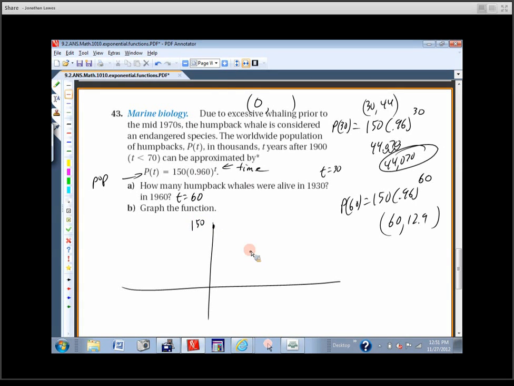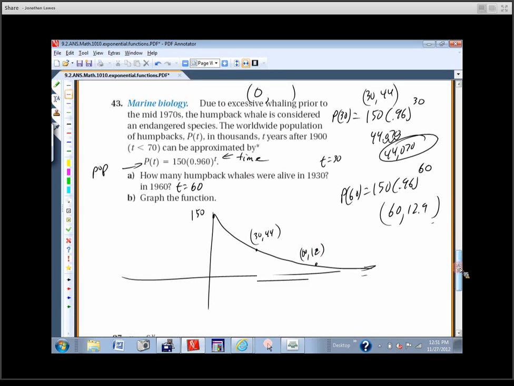At 30 years, it's going to be down to 44. So maybe we should do that. And at 60 years, it's going to be down to 12. So it's going to look something like this. Theoretically, what's going to happen to the population of whales? They're eventually going to be gone. Okay. Any questions?